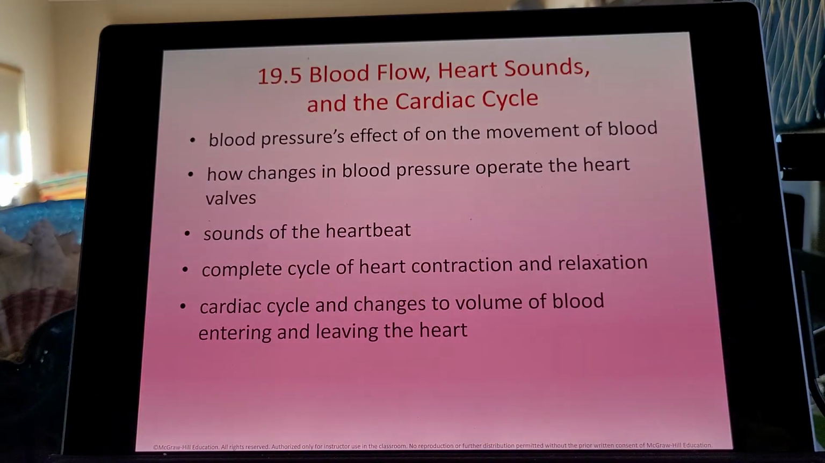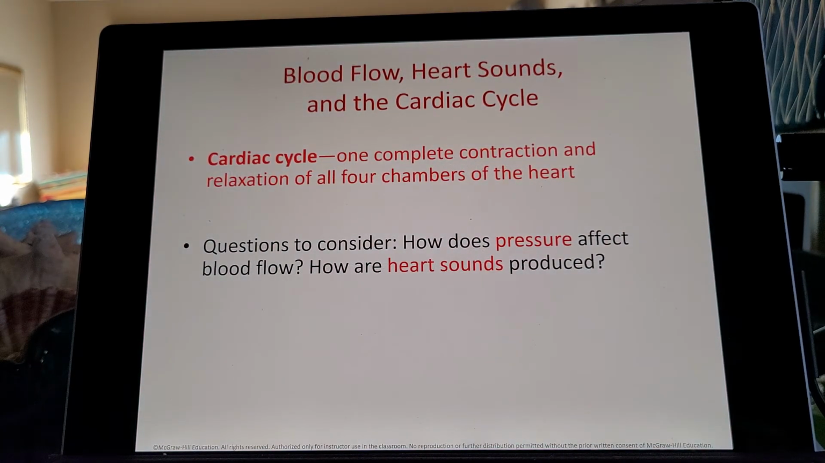Okay, and I'm only doing this because it matches with our ECG and what happens. I'm trying to stick this with other stuff that we're learning. Okay, so our cardiac cycle, our contraction and relaxation of all four chambers of the heart.